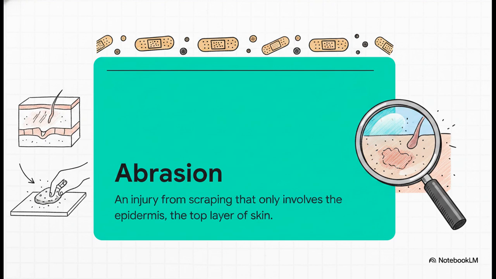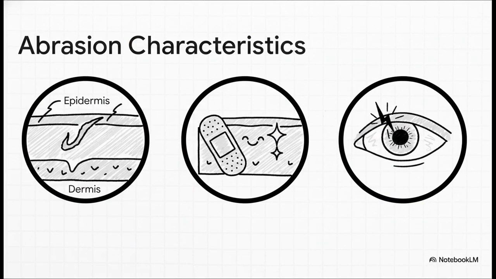And the really important thing to know, as you can kind of see from this little diagram, is that it only affects the epidermis. That's just that very top layer of your skin. It doesn't actually go any deeper into the dermis. And because it's so superficial, abrasions have some really distinct features. Since it's only the epidermis, there's usually no bleeding. And here's the good news, they almost always heal up without leaving a scar. The one big exception noted here is a corneal abrasion. That's a scratch on your eye, which, yeah, that's a whole different story.